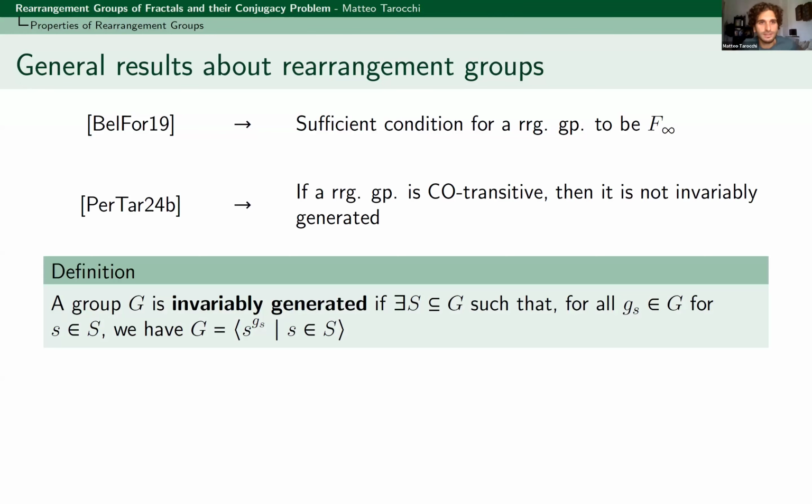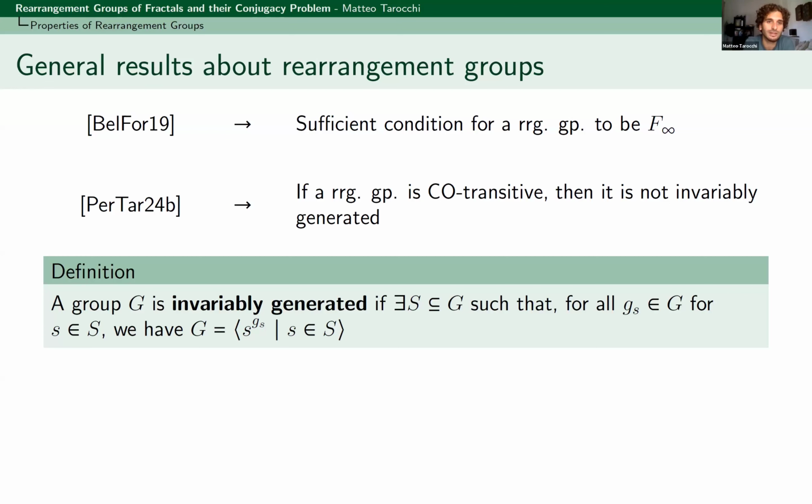We also proved, and this is joint work with Davide Perego, that if a rearrangement group is compact open transitive, then it is not invariably generated. Now, these two things are simple to define. A compact open transitive group is a group that can map a large compact set of the fractal, in this case, inside any small open set. More precisely, a proper compact subset can be mapped inside any open subset. So you can think of these as being able to map large chunks of the fractal inside small chunks of the fractal. If a rearrangement group has this property, then it is not invariably generated.